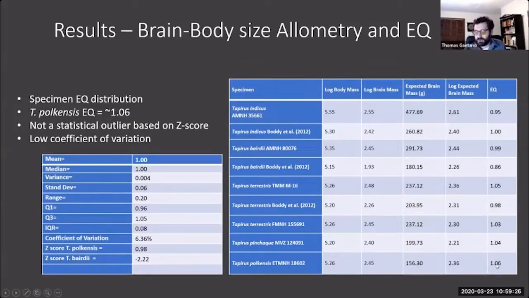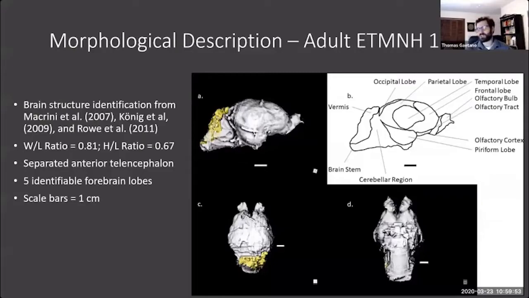But when I calculated the z-score for it to see if it counts as an outlier, it's not. It's on the upper end of it, but the z-score doesn't imply an outlier. The coefficient of variation is also 6.36, pretty low. Now the morphological description, I'm going to talk about just a couple of the things that I found most interesting.